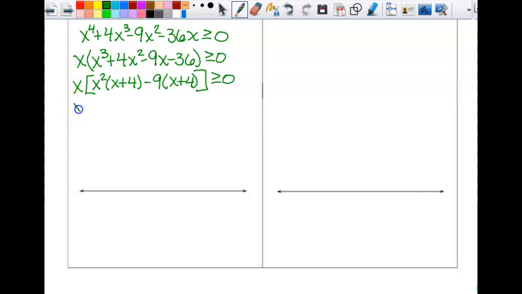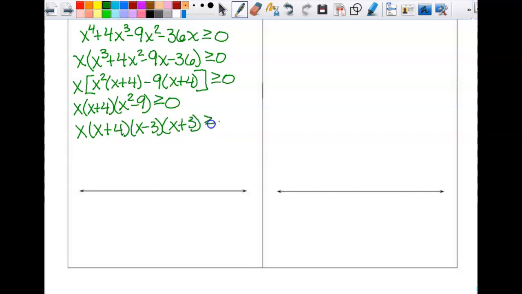So then I get x times (x plus 4) times (x squared minus 9) greater than or equal to 0. Can I factor more at this point? Yes, I can. So x times (x plus 4) times (x minus 3) times (x plus 3) is greater than or equal to 0. So that is my fully factored form.